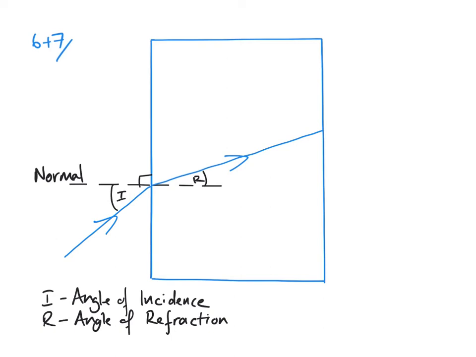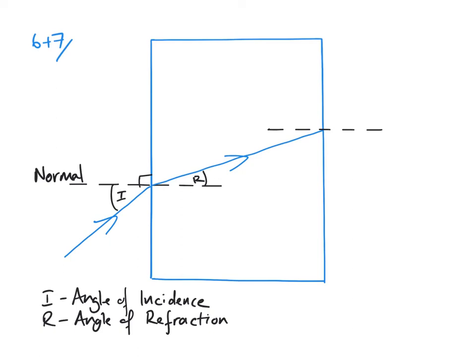As it leaves, I need to draw in the normal again. So I've got two normals because refraction is occurring twice here. So there's another normal. As it leaves, it speeds up again. So instead of bending towards the normal, it will bend away from it.